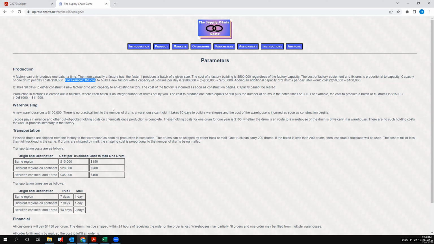All right, then the transportation. Now we have a couple of different types of transportation. One truck still can carry 200 drums, and you have the mail option. Now, if you were to produce something and distribute in the same region, the cost per truck is $15,000, or the cost to mail one drum is $150. This is like if I have a factory in Fardo and I'm distributing in Fardo, or Calepia and I'm distributing in Calepia, right?